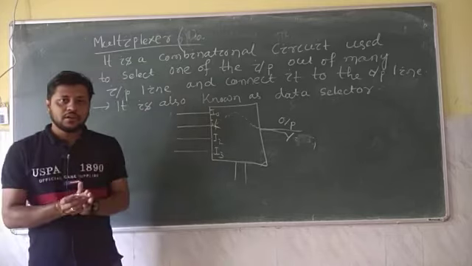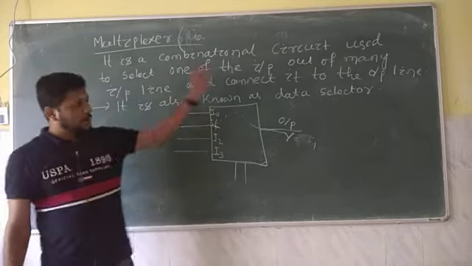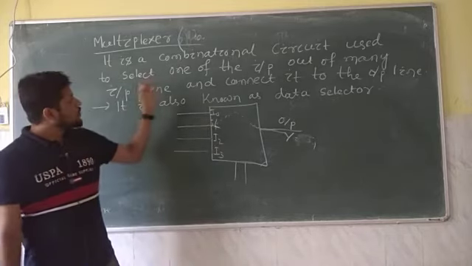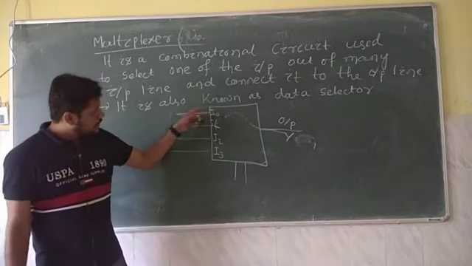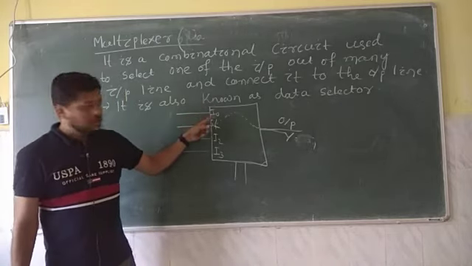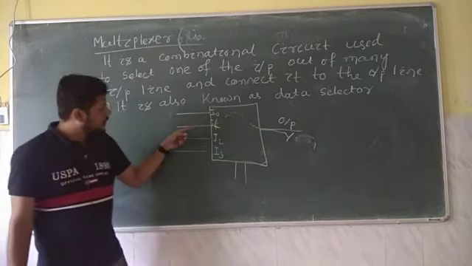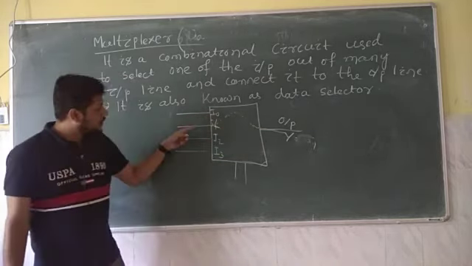So I think you can understand from here. It is a combinational circuit used to select one of the inputs. Who is going to select the input? Your switch is going to select the input. This switch is rotating. When it is connected to I0, then the output will be I0. When it is connected to I1, then the output will be I1. When it is connected to I2, then the output will be I2. Now the question arises, how is this switch rotating?